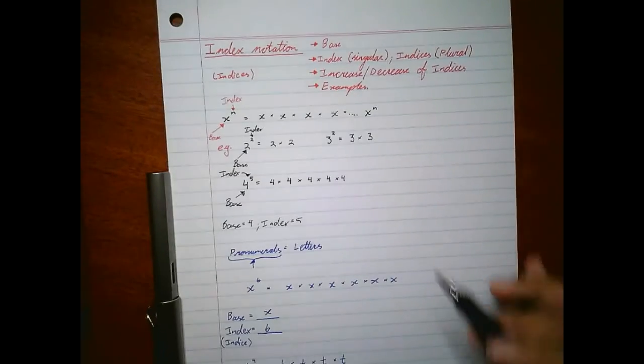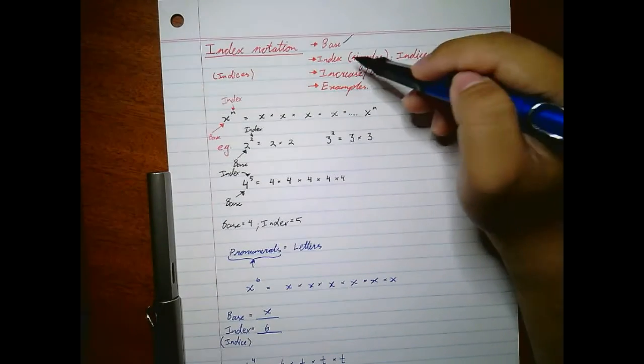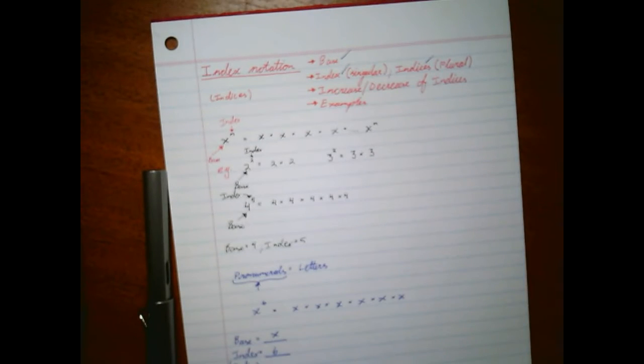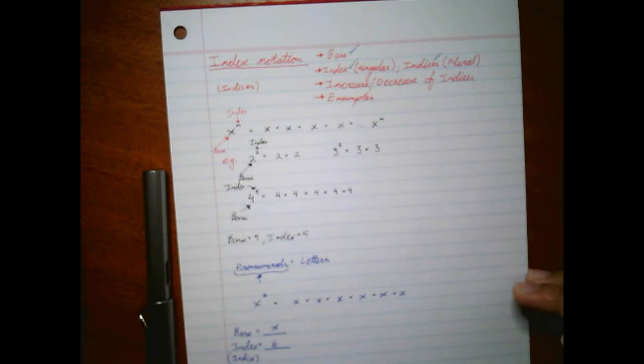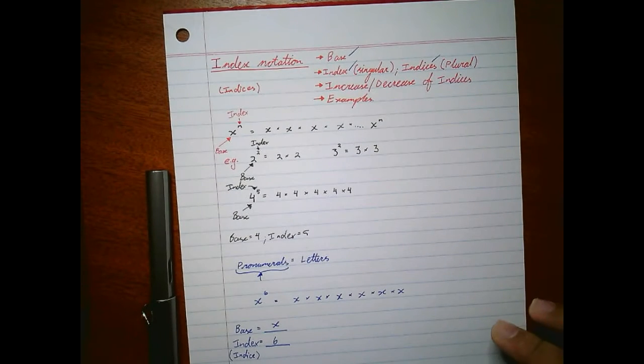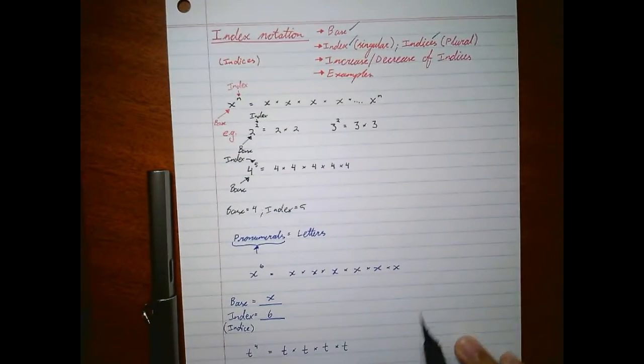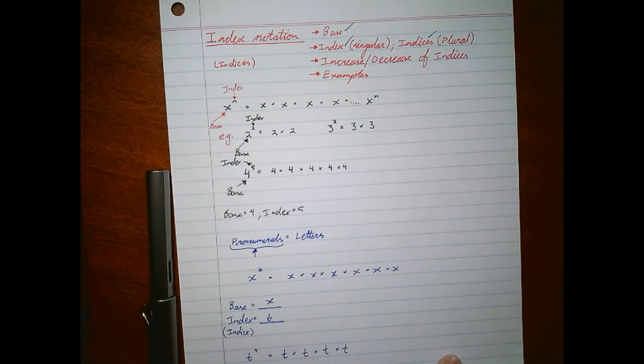Okay, so we know what the base is, we know what the index and the indice is, and now we're going to see how they increase or decrease. That's out of focus. Hang on, let me fix that up a little bit. There we go. So we know what a base is, we know the index and the indice is. So that is the basic idea of what an indice is. Moving along. So let's see how they increase or decrease.